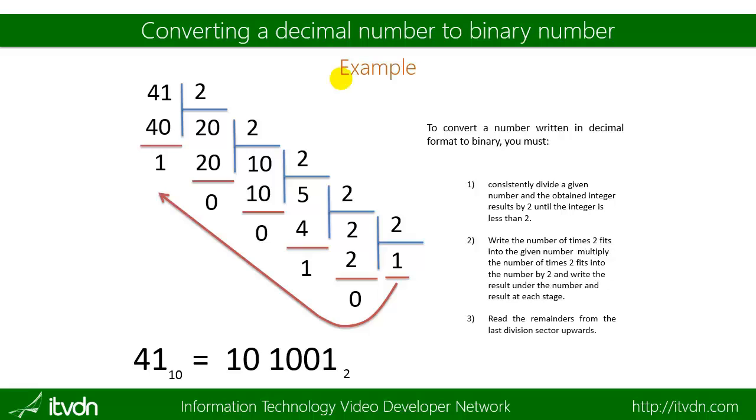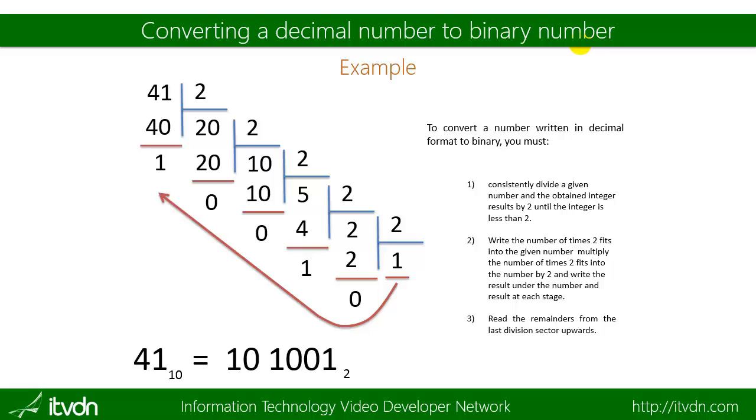Let's take a look at a different conversion. In this case, we want to convert a decimal number to a binary number. There are different methods of doing this. This method is just one of those methods. Now, the first thing you want to do is consistently divide the given number and the obtained integer results by 2 until the integer is less than 2.